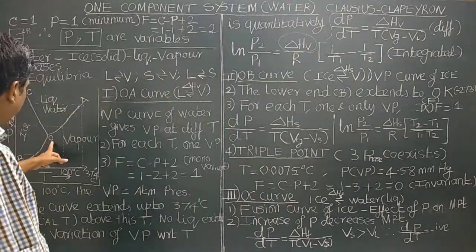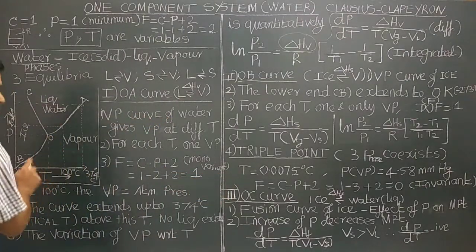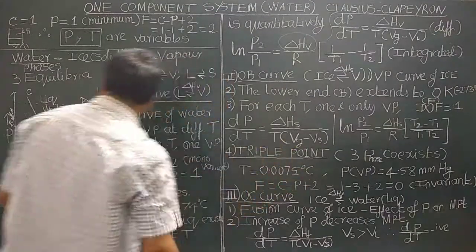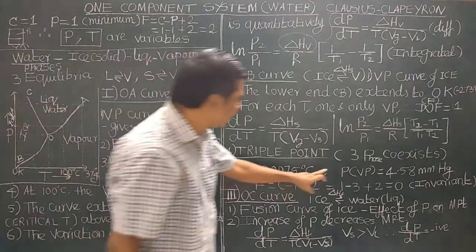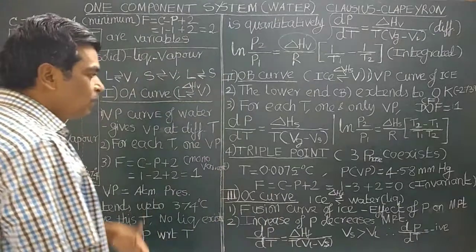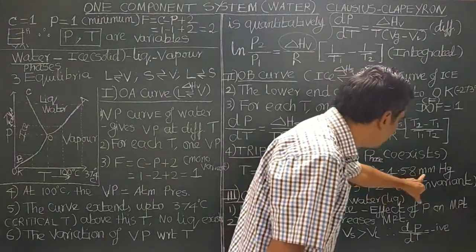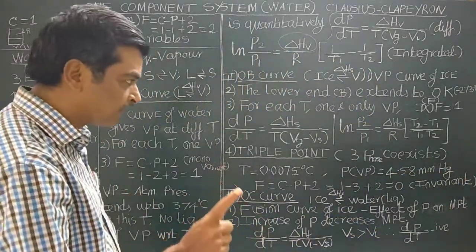Okay, at triple point, what is the temperature here? You can find the temperature equal to 0.0075 degrees Celsius. And the corresponding vapor pressure is this. So they will ask, what is the temperature of triple point? What is the vapor pressure at triple point? So the vapor pressure is 4.58 millimeter mercury. 760 millimeter mercury is 1 atmospheric pressure.